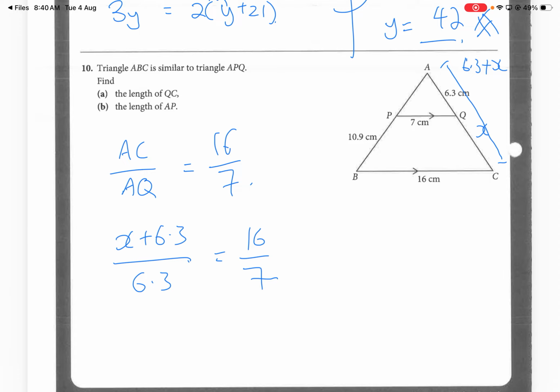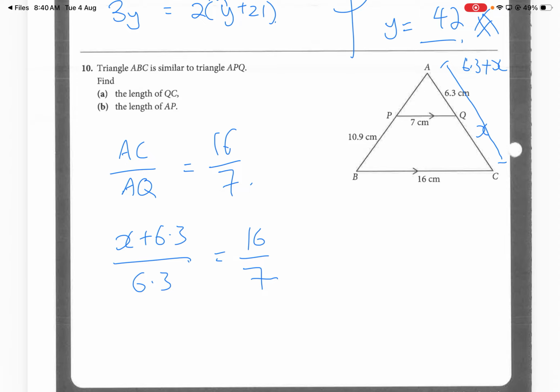Then, if I want to find QC, QC is here. I don't know QC, I want to find it. But QC itself is not a triangle. It is not a corresponding side to anywhere. So how can I link it with corresponding? I must look at AC as a whole first. Because I know AQ. So if I can find AC, AC minus away AQ, I can find QC already. So that is why I give it a name first. I don't know what it is, I want to find out what it is. So I call it X first.